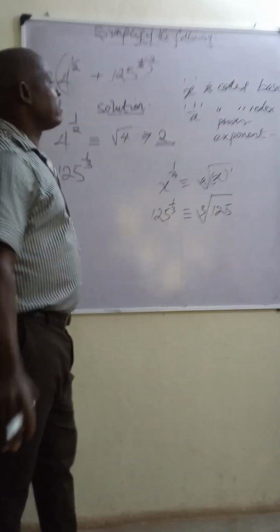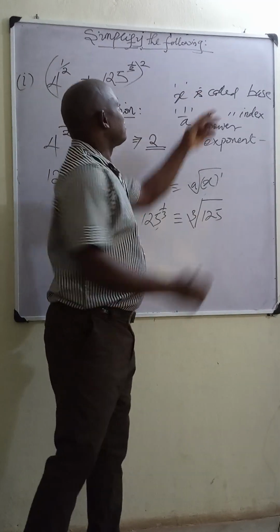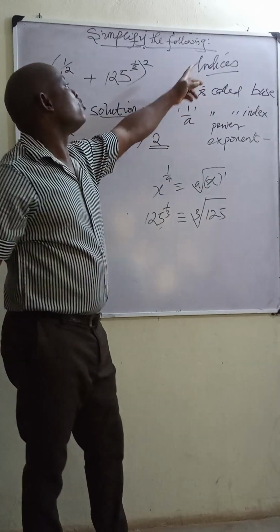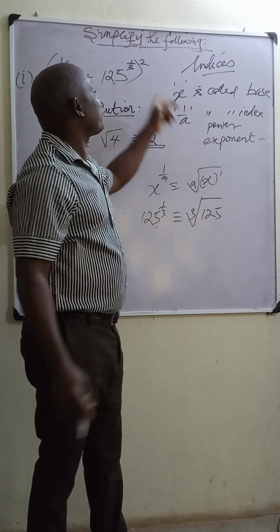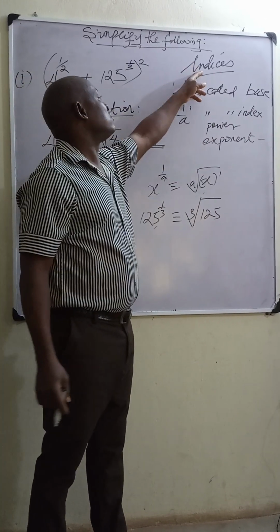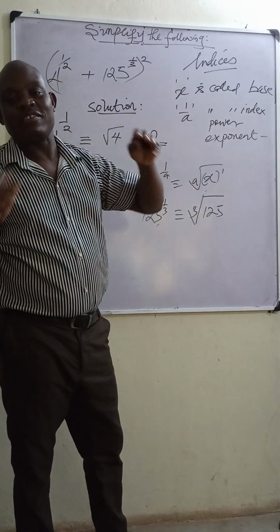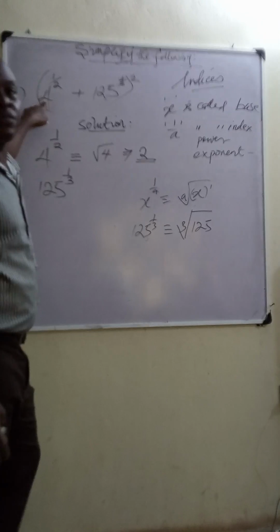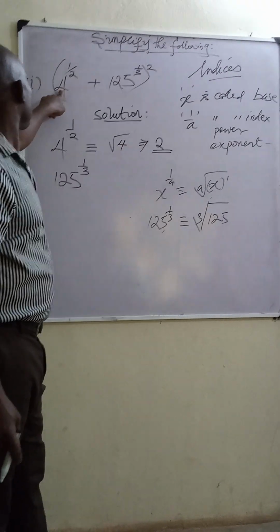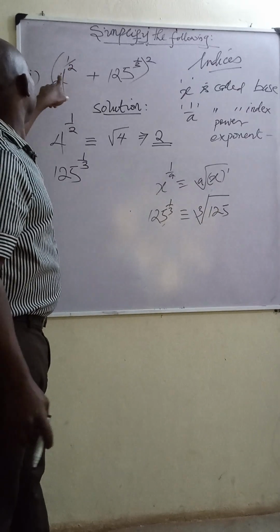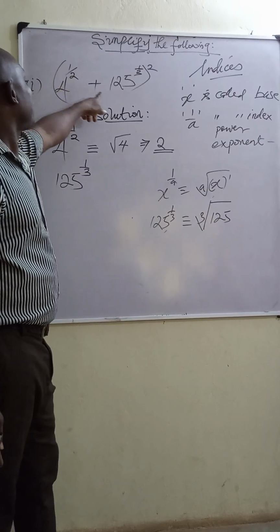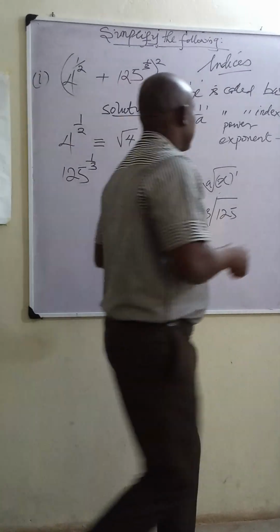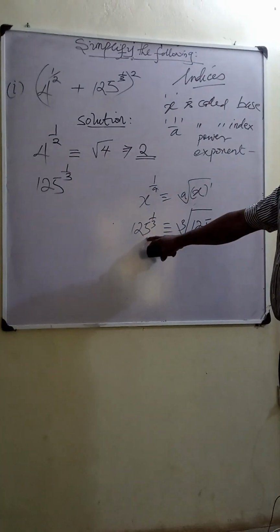Common sense will tell you now that indices is just the plural form of index. So when we have two indexes, it becomes indices. So automatically this is laws of power, that is, laws of indices. Now 4 here is the base. So this is base 4 raised to the power half, and base 125 to the power of 1/3. These terms are very important to understand because they are going to help us. This is where we stopped.